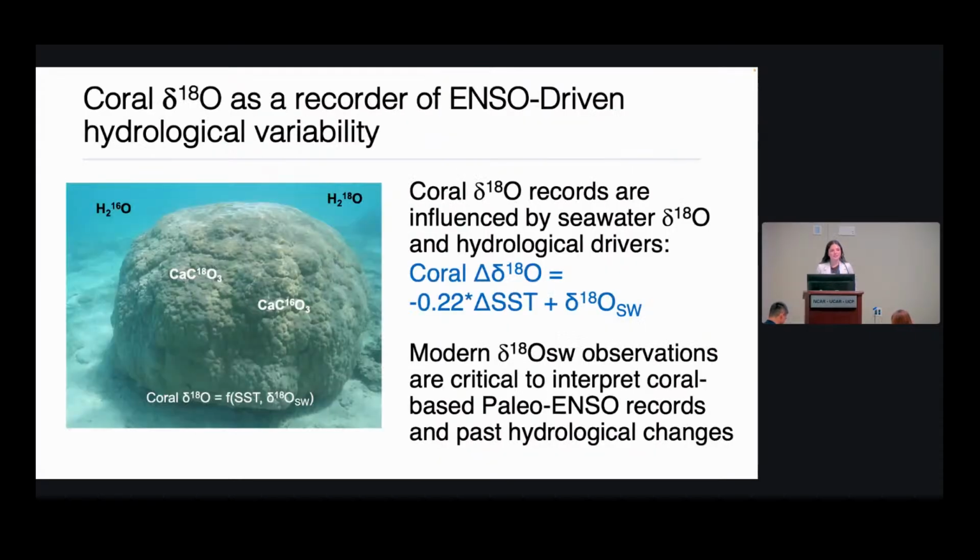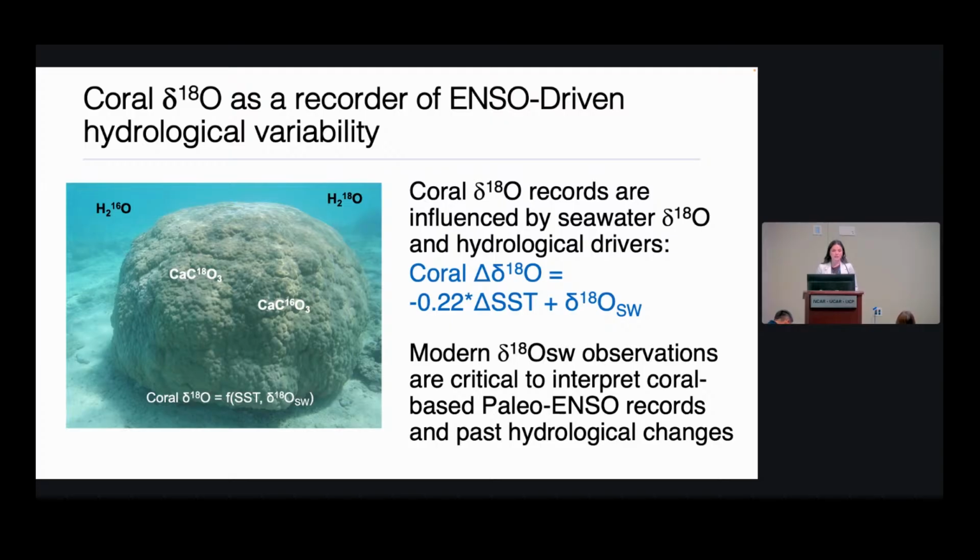So just as some background and motivation, I have a coral-based paleoclimate background, as I know maybe some people in the room here do too. Coral oxygen isotope ratio, or delta O18 records, are the primary basis of our understanding of ENSO in the pre-industrial era, and therefore are how we understand how it changes through time on longer timescales.